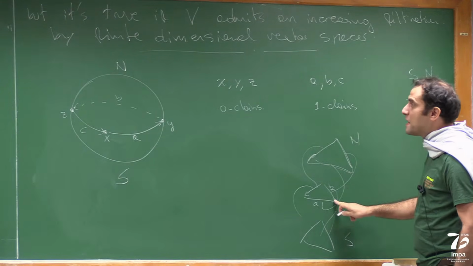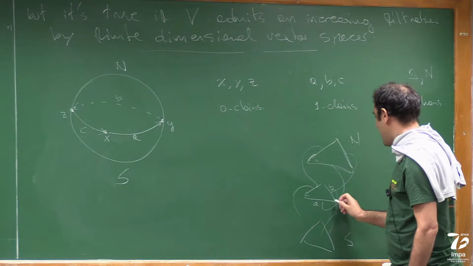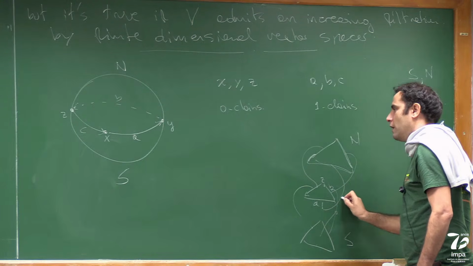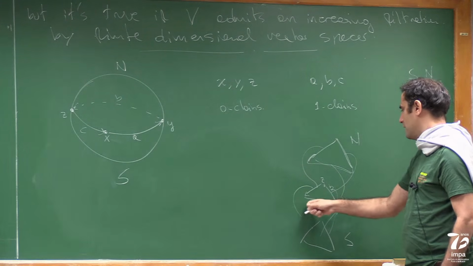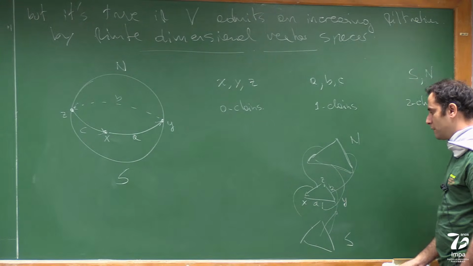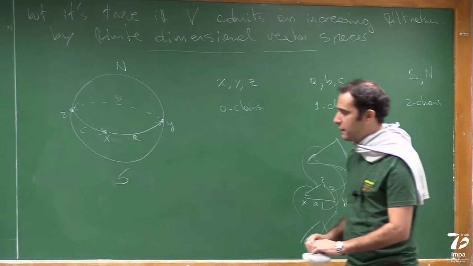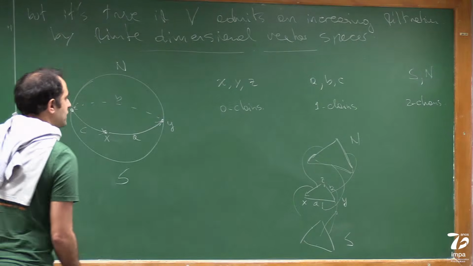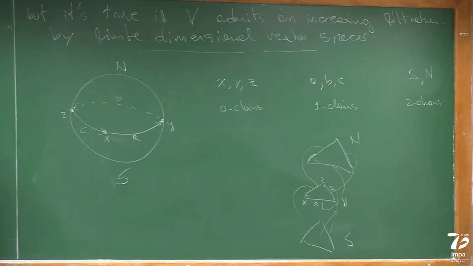And the boundary of B is Z minus Y, and the boundary of A is Y minus X, and so forth. And so that's our simplicial model for the sphere. So let's compute the simplicial homology of that guy.